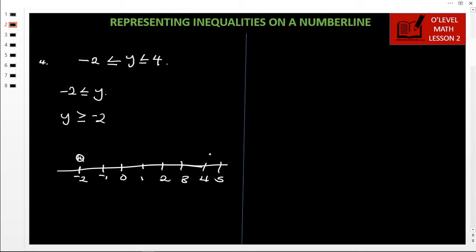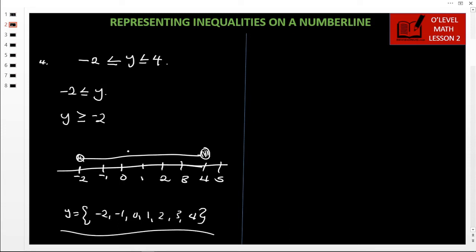And again, another boundary point is 4 here. Then it's going to be an intersecting part. Then 4 is also inclusive. So the solution set for this is: the values of y are either negative 2, negative 1, 0, 1, 2, 3, and 4. It is limited because it is either less or equal to 4, and the numbers that are less than 4 go this way. Then you shouldn't go below negative 2, because they are saying y is either equal to negative 2 or greater than negative 2.